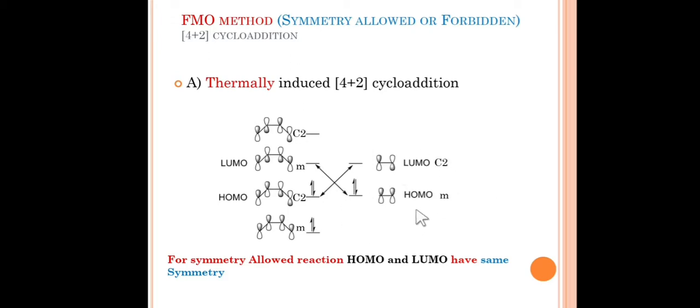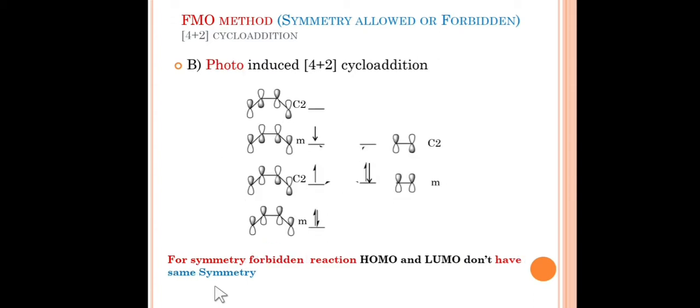If we consider the HOMO of dienophile and LUMO of diene, then again M symmetric, M symmetric. That means this is a perfectly symmetry allowed reaction because HOMO and LUMO have same symmetry. Okay, so thermally induced 4 plus 2 cycloaddition is symmetry allowed reaction. Let's see how about photo induced 4 plus 2 cycloaddition.